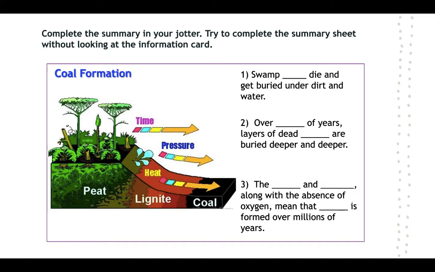So your job now is to complete this summary here in your jotter. Your title will be Fossil Fuels because that's today's lesson, and you will write a little smaller title, Coal Formation, and take these 3 bullet points down. Swamp plants die and get buried under dirt and water. Over millions of years, layers of dead plants are buried deeper and deeper. The heat and pressure, along with the absence of oxygen, mean that coal is formed over millions of years.